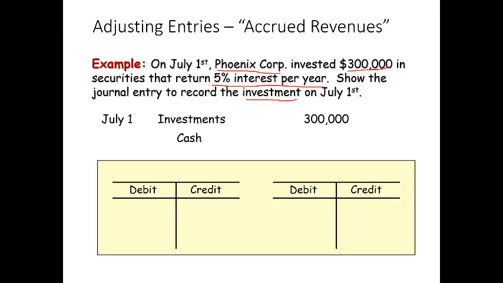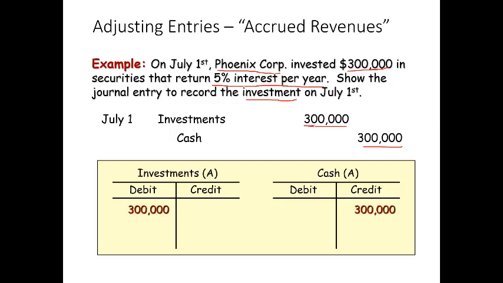So the initial journal entry is just to buy the investments for $300,000. We have cash of $300,000. This is not the adjusting entry again. These are all just setups. So now we have the investment, and we decreased our cash balance. We increased our investment balance.